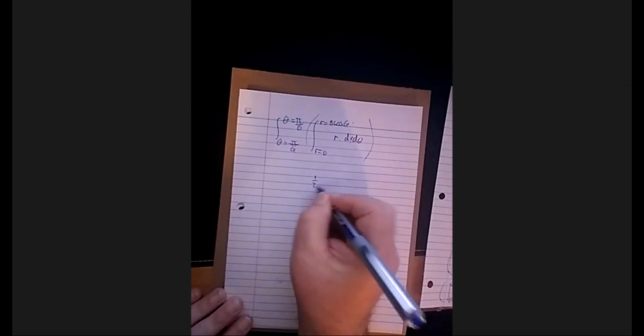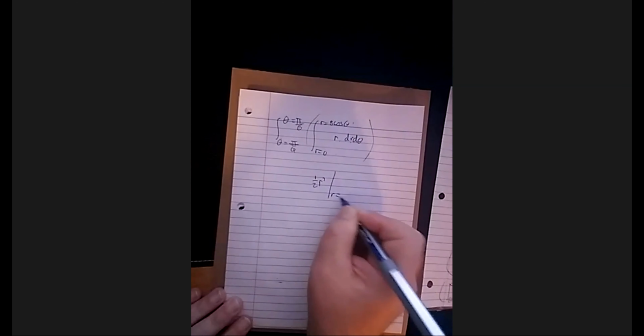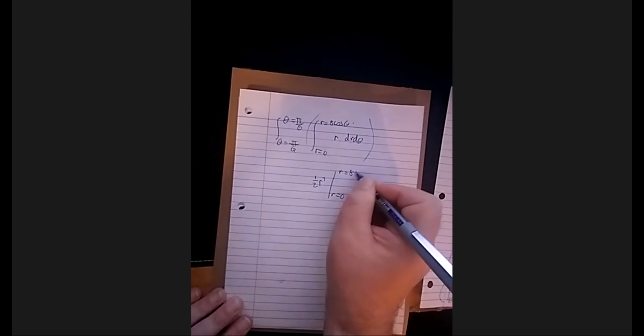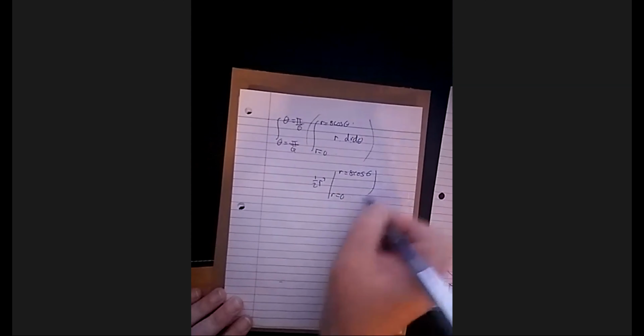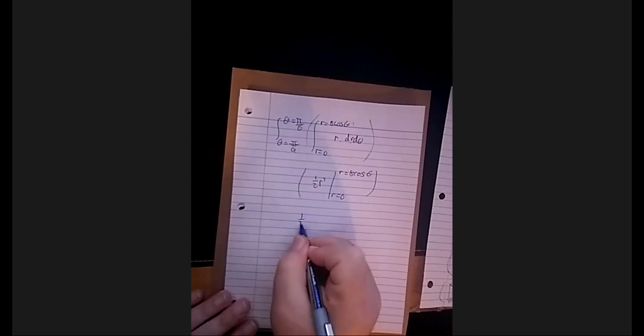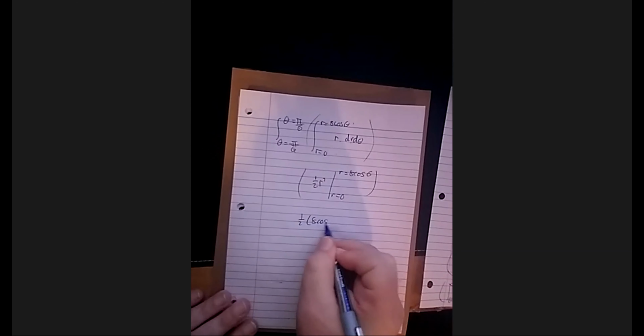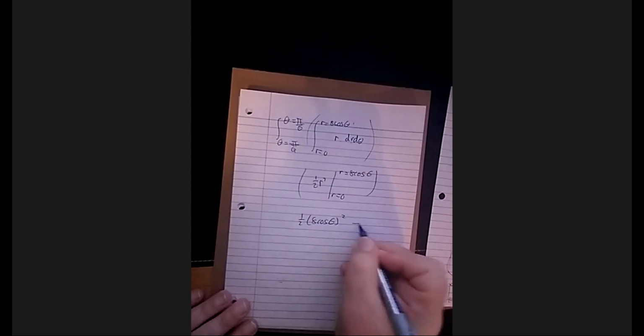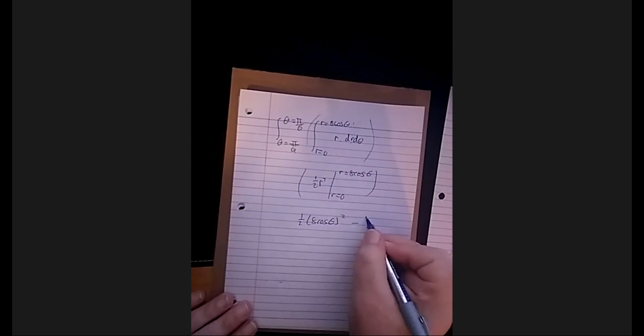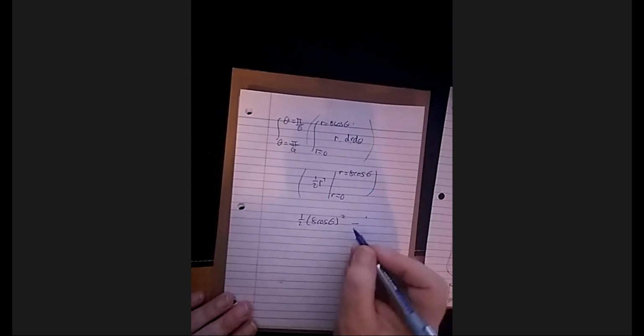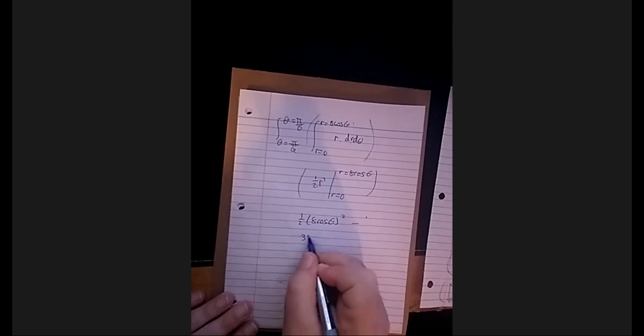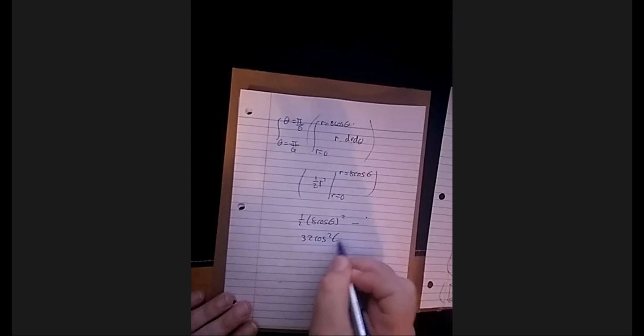Well, you get a half r squared, evaluated at 0, and evaluated at 8 cosine theta. That would get you 1/2 8 cosine theta squared, take away 0, so I won't take away anything. So that's 32 cos squared theta.